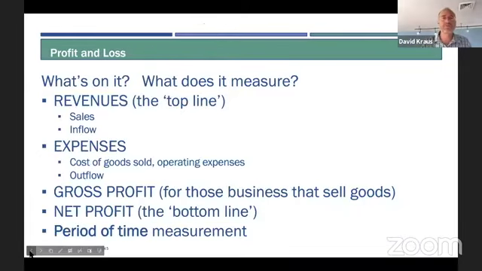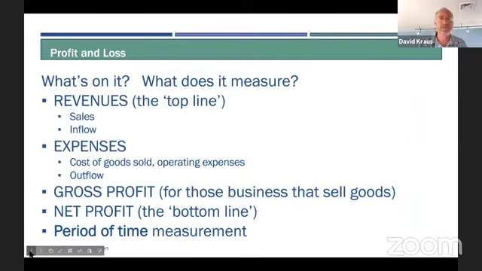If you could go back one, there's a really important point about the profit and loss. It's measured over a period of time. Typically it's a year. That's very, very standard, but you can have a P&L for a month or a quarter or a 6-month period, but it's a period of time measurement. And that's an important distinction that we'll see as compared to another financial statement pretty soon.